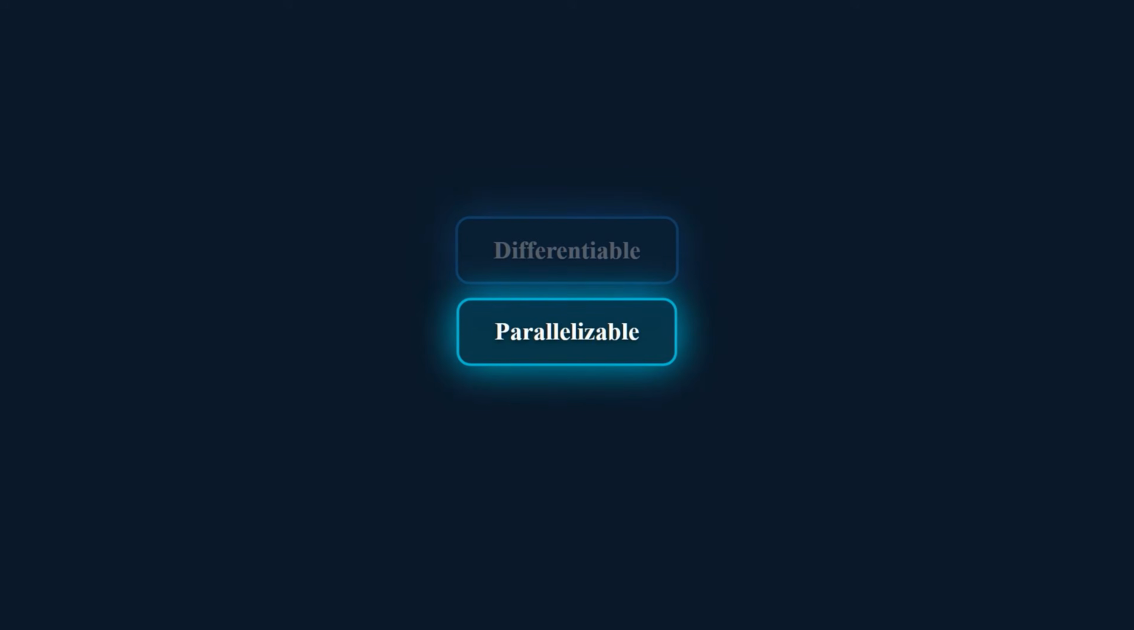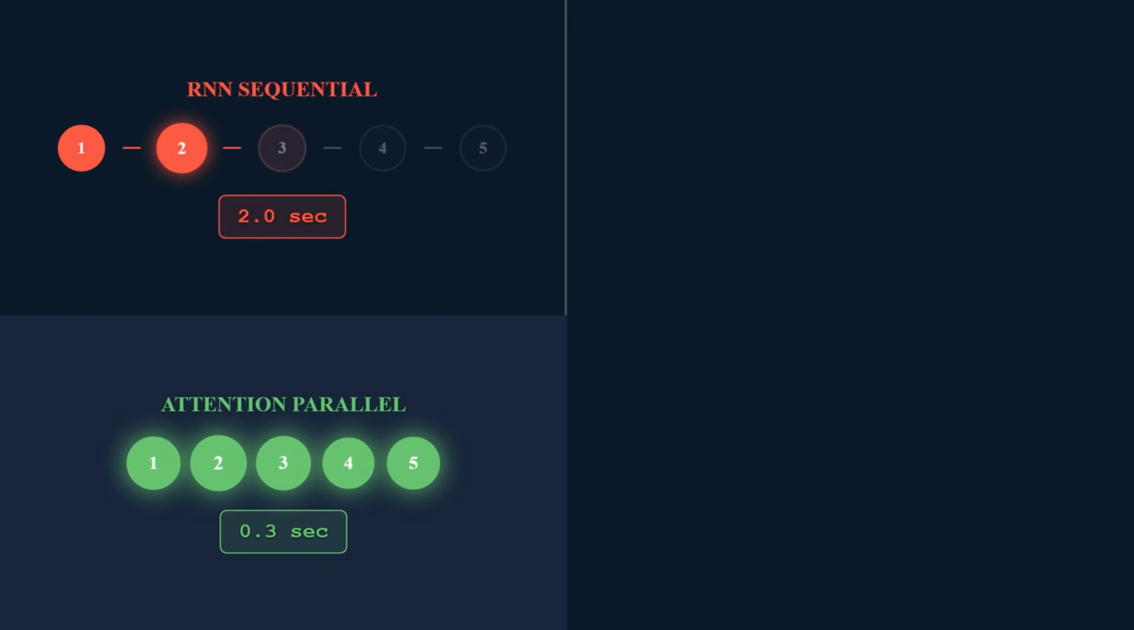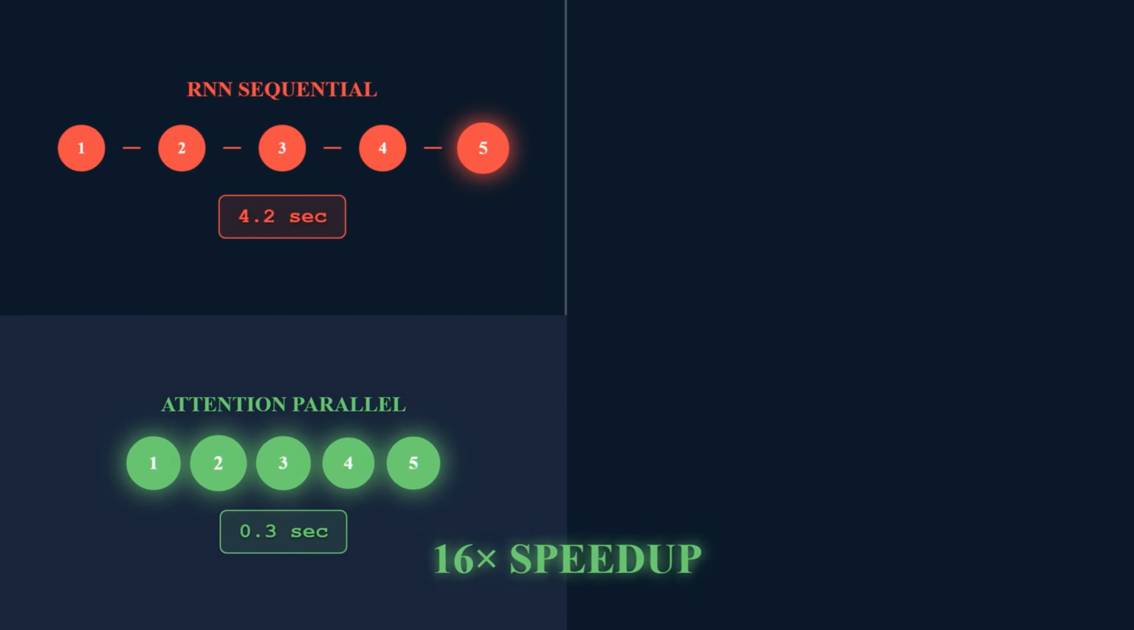Here's what makes this mechanism so elegant. First, it's completely differentiable. Every operation has smooth gradients. The model can learn through standard backpropagation. Second, it's parallelizable. Unlike RNNs that process sequentially, attention computes all positions simultaneously. That's a massive speedup. Third, the computational complexity.